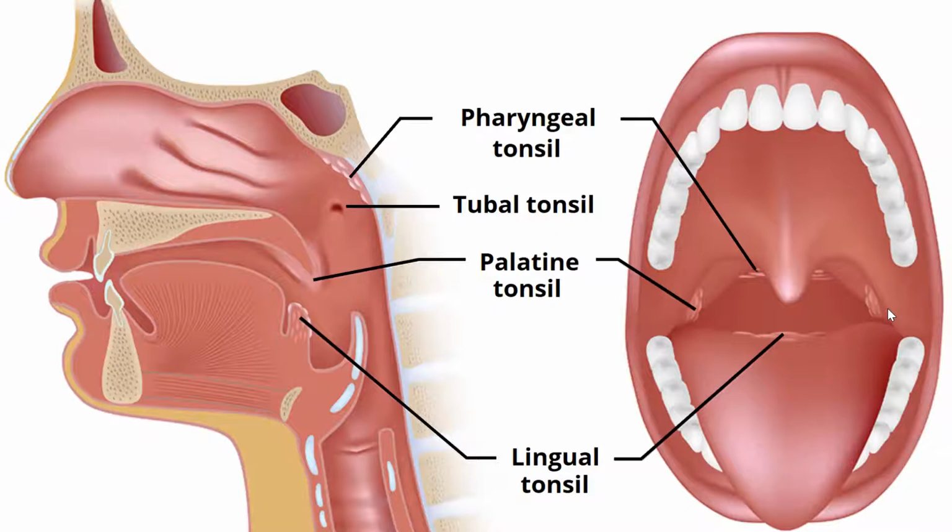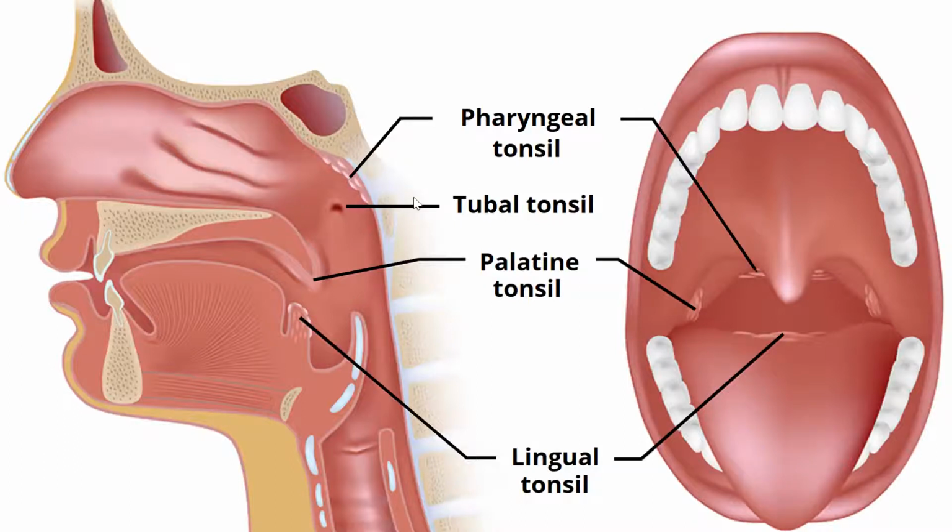The other tonsil is called lingual tonsil. It's many small tonsils, and they are located in the base of our tongue. So pharyngeal, palatine, and lingual. We have one minor tonsil, which we call tubal tonsil, and it's located in the opening of the auditory tube or eustachian tube. I will talk about the auditory tube in the respiratory system for you.